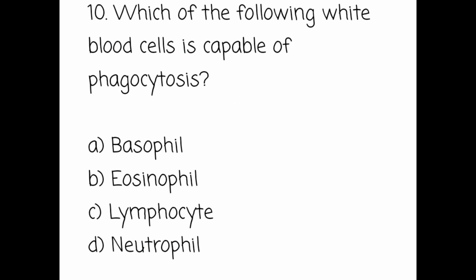Number 10. Which of the following white blood cells is capable of phagocytosis? A. Basophil. B. Eosinophil. C. Lymphocyte. D. Neutrophil. What is the right answer? The right answer to this question is D.